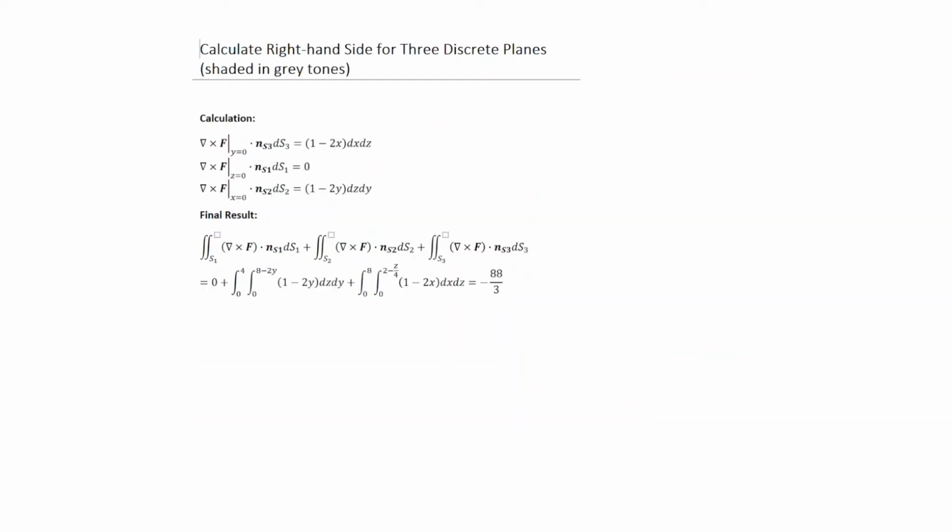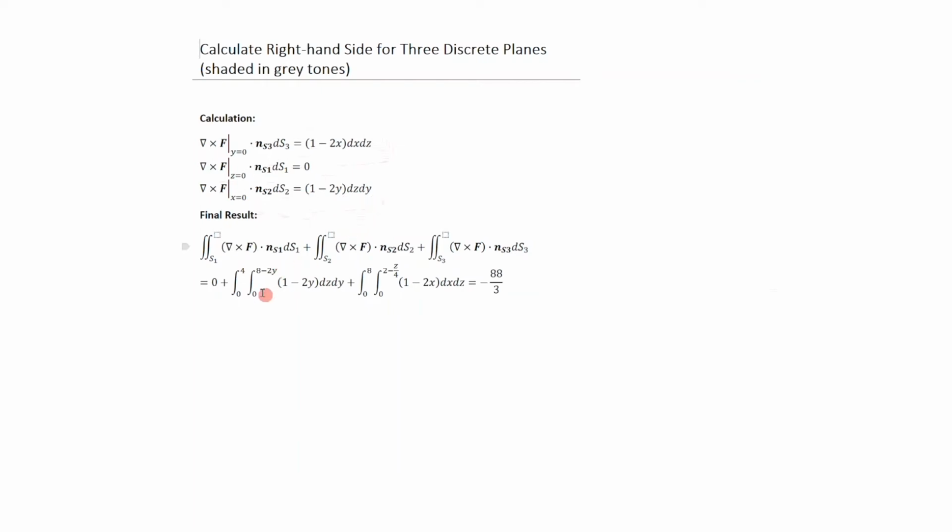And so here we just collect the terms and do the integration. So the curl of f dot n s3 ds3, that's the case for y equals 0. We end up with this. For the case z equals 0, this is a different surface area element. Take the dot product, we end up with a 0 value. And for curl of f, evaluate x equals 0 for n s2 ds2, we get 1 minus 2y dz dy.